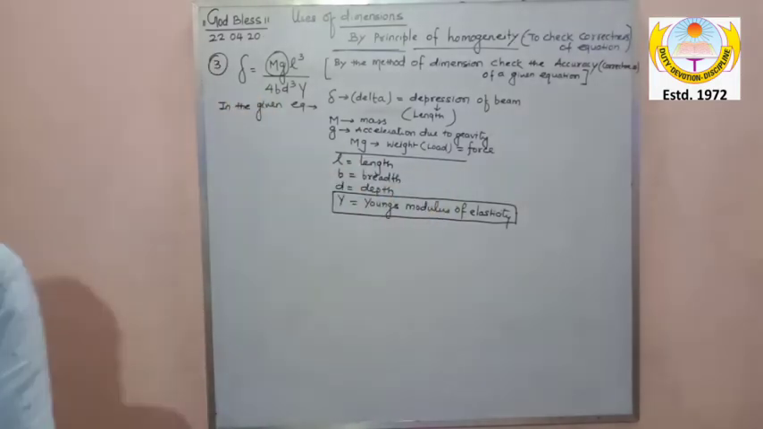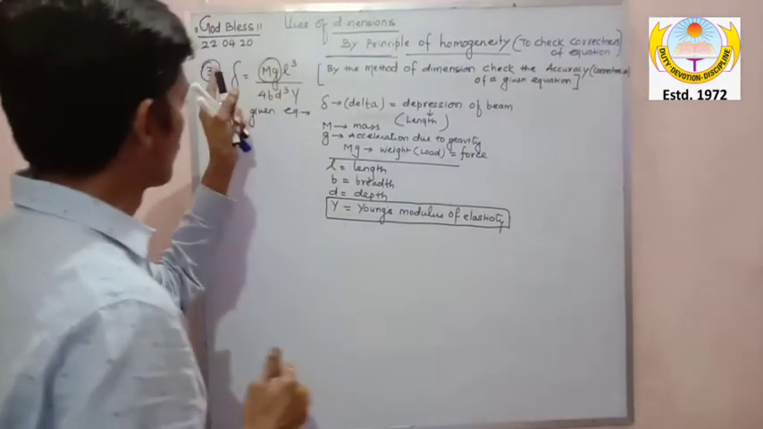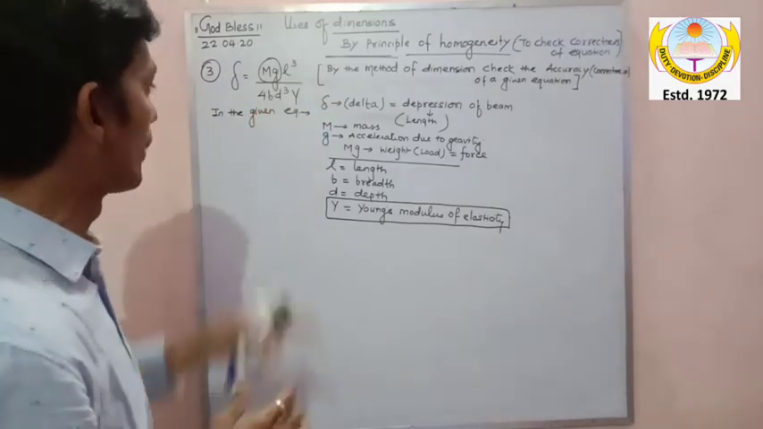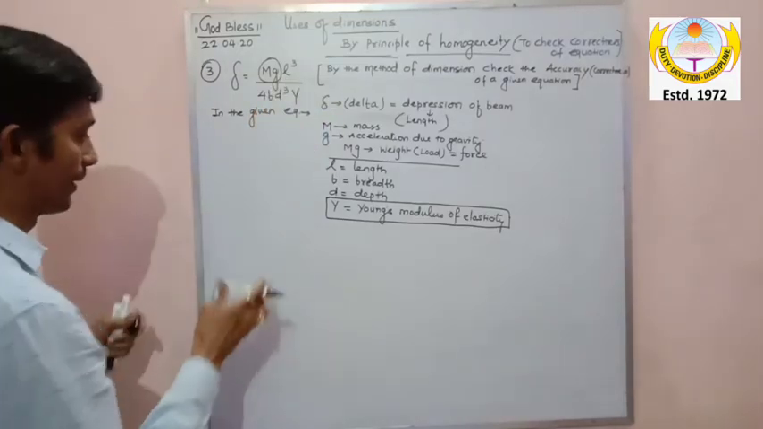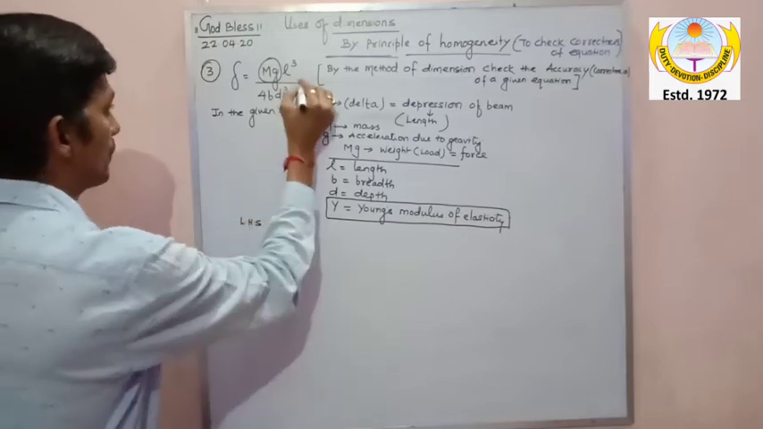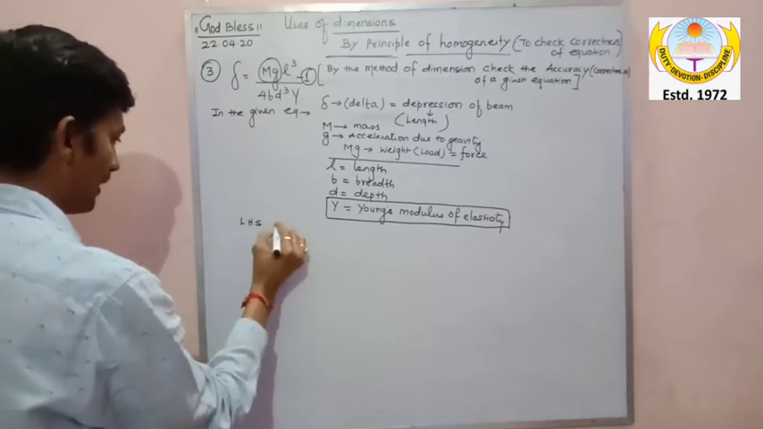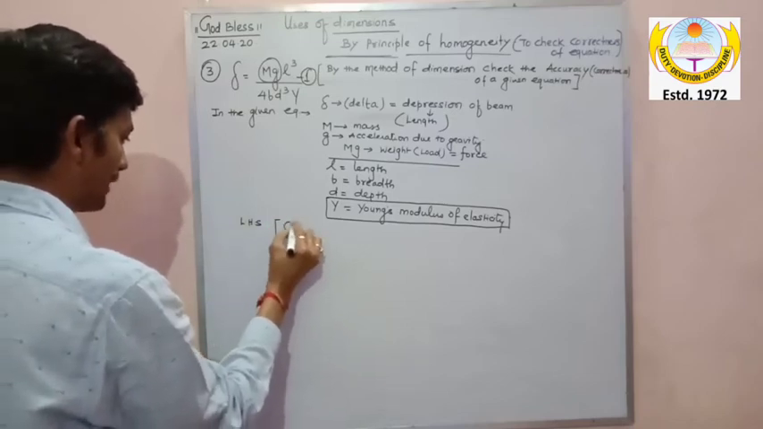I hope you understood this much in the video. This is all clear to you, that these are the physical quantities stated. Now let's go for the dimension of each quantity. Now the LHS, left hand side, I will put as equation number 1. The LHS is the depression delta.